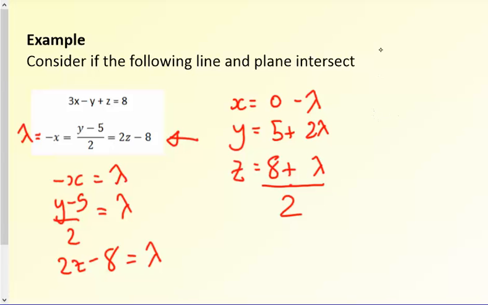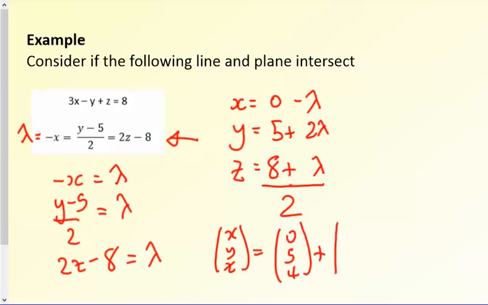And the reason I put them in that form is it's now easy to convert that into the vector form, and the order there hopefully, 8 over 2, for the position of 0, 5, 4, a point on that line. So the direction is minus 1, 2 and 1/2. So we've got a line that has got 0, 5, 4 as a point on it, and the direction of it is minus 1, 2, 1/2.